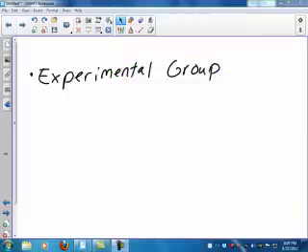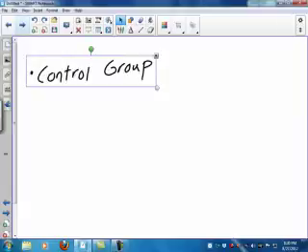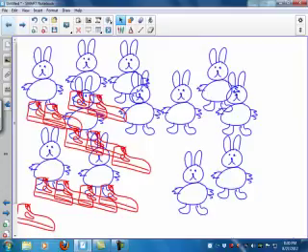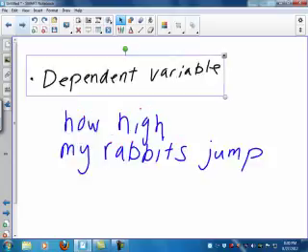So I'm going to circle that dependent variable, jumping or jump higher. So my next question is, what is my experimental group and what is my control group? What are my two different groups? If we go back and look, we'll remember that we did have two groups. We had one group that got Air Jordans and one group that didn't. So the question is, which one is which? My experimental group is the group that I used the independent variable on. It's like I'm experimenting on it. So my experimental group is the group that got the Air Jordans.